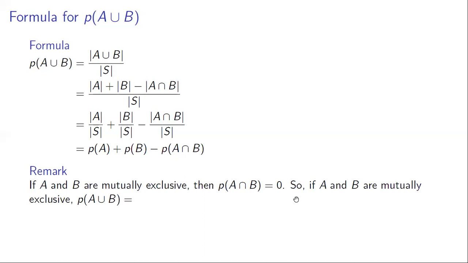Our probability of A union B, we found, is probability of A plus probability of B minus probability of A intersected with B. But we can simplify it because in this case, probability of A intersected with B is 0. So we are left with the probability of A union B being just probability of A plus the probability of B, and that's it. It's pretty simple. But again, this is only in the case where A and B are mutually exclusive. If they're not mutually exclusive, then we have to use the longer version of the formula.